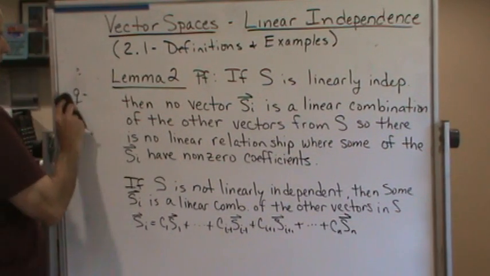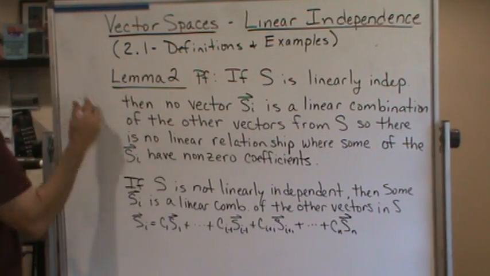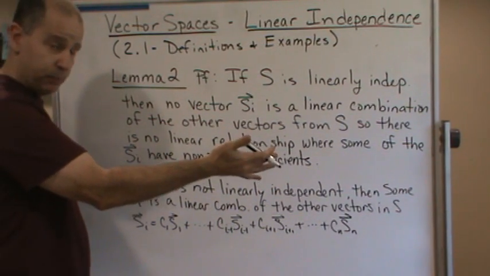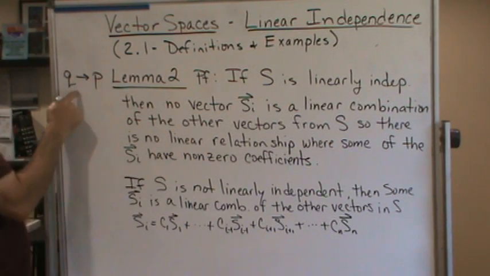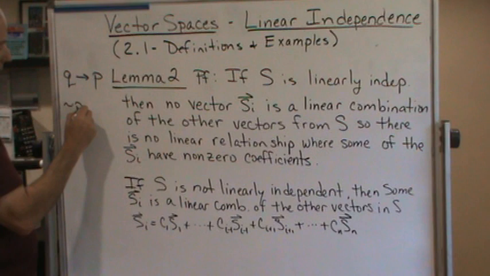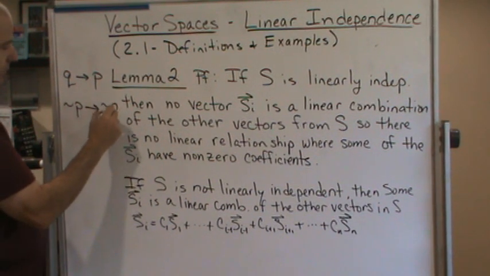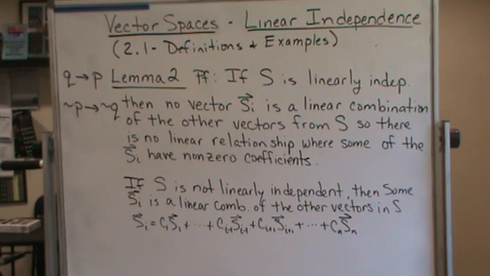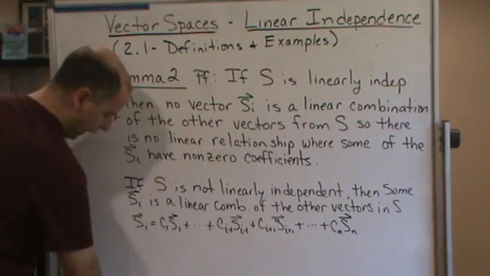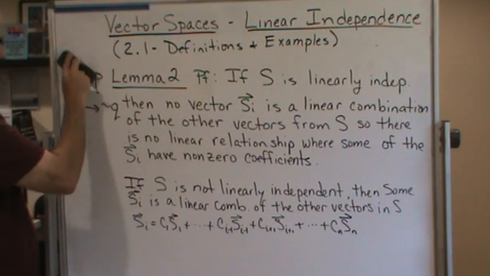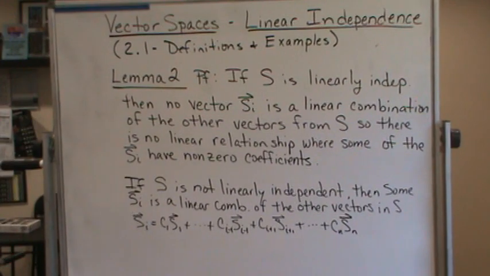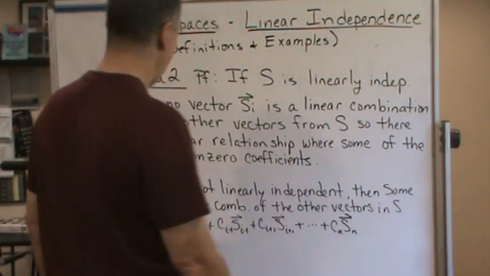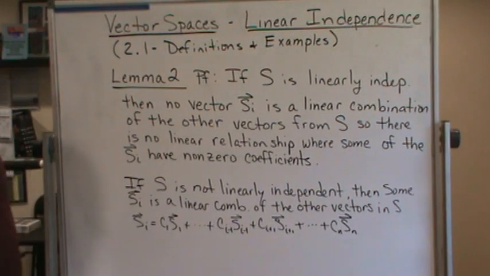Also, if we want to prove the converse, the converse is, if the implication is P implies Q, the converse is Q implies P. But there's another equivalent statement to this, and that's not P implies not Q. This is what we call the inverse. So we're actually going to prove the converse by showing the inverse. But anyway, little sidebar.